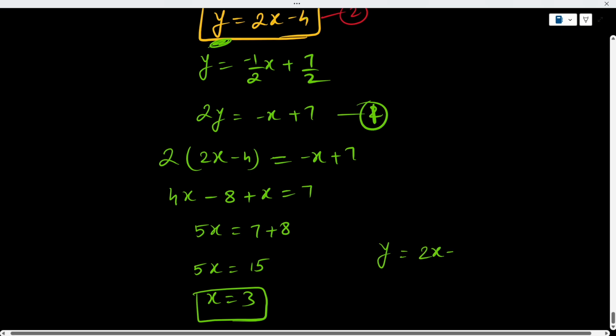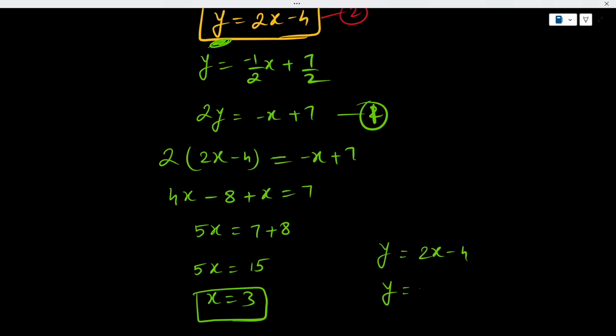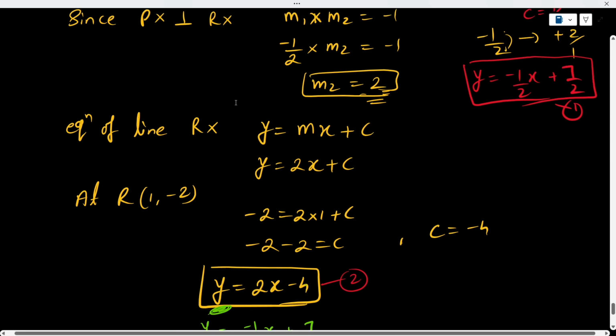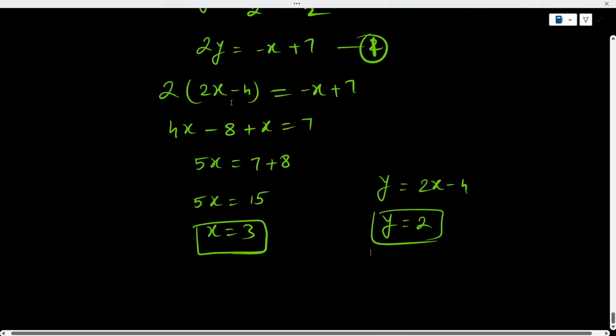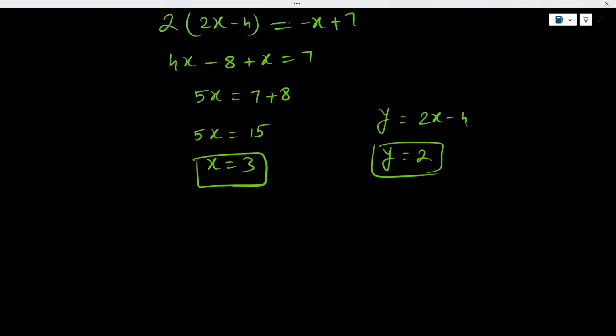Y equals 2x minus 4. Substituting x as 6, 6 minus 4 is going to be 2. So what is going to be the coordinates of point X, because it's an intersection of both the lines? So, a simultaneous equation, how do we solve it without a graph? By using the elimination or substitution method. Therefore, the coordinates of X are (3, 2).